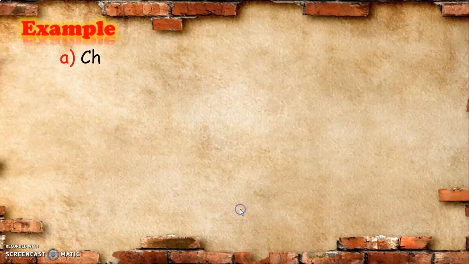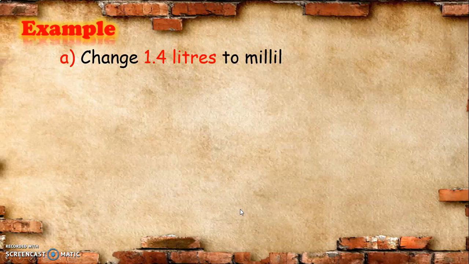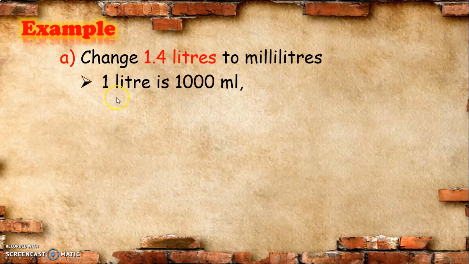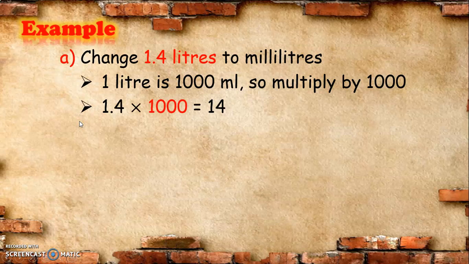First, change 1.4 liters to milliliters. So 1 liter is equal to 1,000 ml. So multiply it by 1,000. Let us multiply 1.4 times 1,000, which is equal to 1,400 ml.